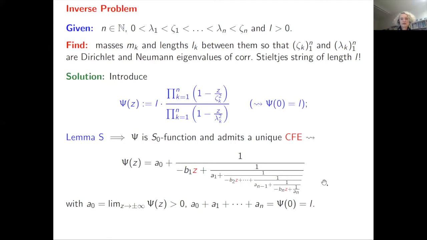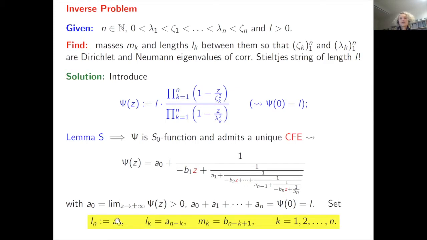This is the continued fraction expansion. And now we can read off the solution of the inverse problem from that continued fraction expansion. Right? In the same way as we did it before. So the Ln is the A0, the Lk is the An minus K, and the B are related to the masses in the same way as we had it on the previous slide.